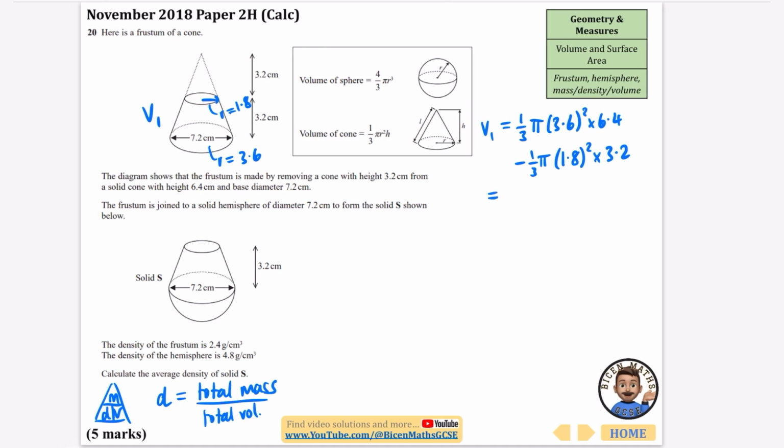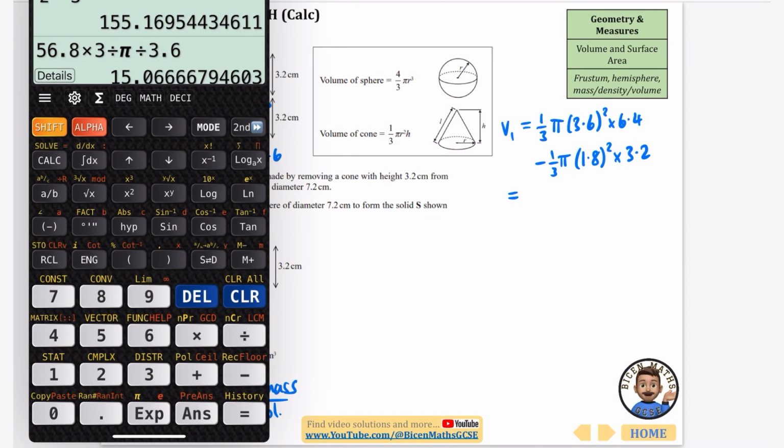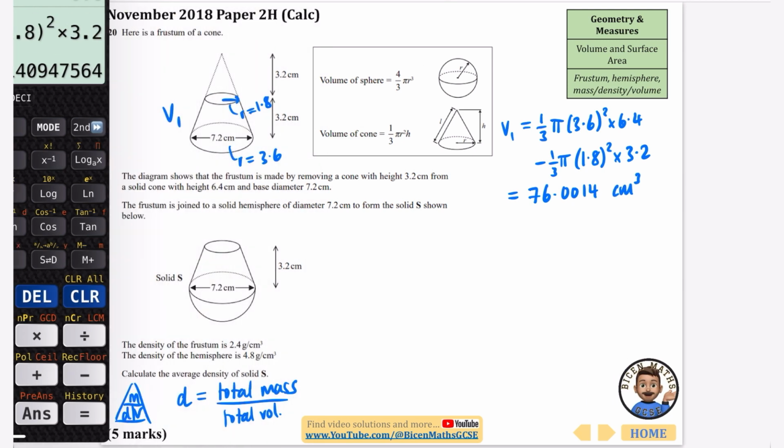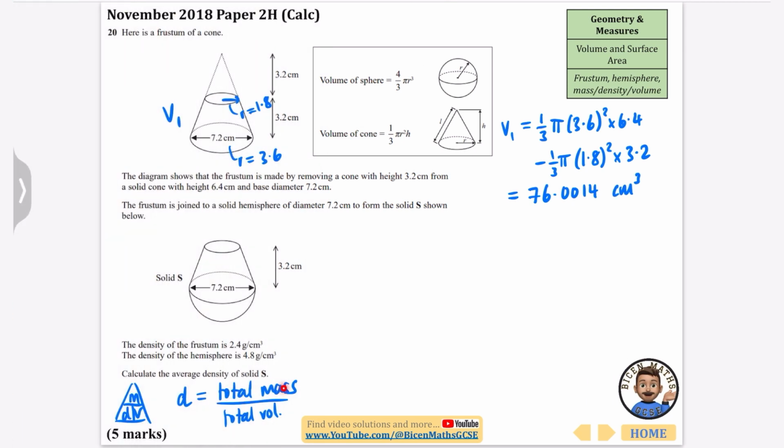So I'm going to work out the volume of this, which is just an annoying amount to type into the calculator. So I'm going to do 1/3 pi times by 3.6 squared multiplied by 6.4 minus 1/3 pi multiplied by 1.8 squared multiplied by 3.2. And so we get the volume of this shape is 76.0014 centimetres cubed.